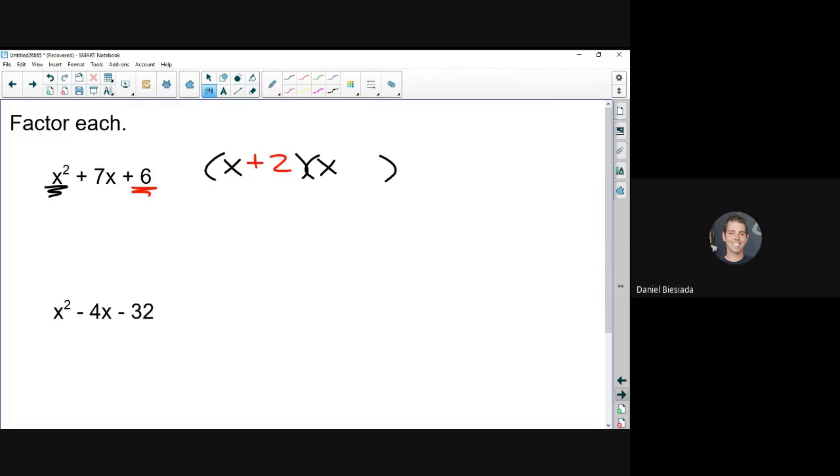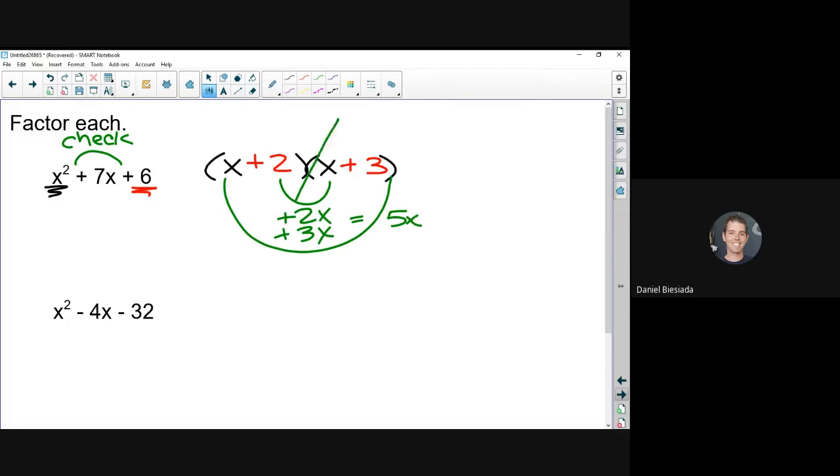If I try 2 and 3, 2 times 3 is 6, but I will always need to check to make sure that my answer gets that middle term. If I check here, 2 times x gives me 2x, x times 3 gives me 3x, and 2x plus 3x, if I combine those, gives me 5x. Now, according to the original problem, I was supposed to get 7x. So I know that the answer that I've got here with x plus 2 times x plus 3 cannot be correct. I usually cross that off instead of erasing so I don't forget what I've already done.